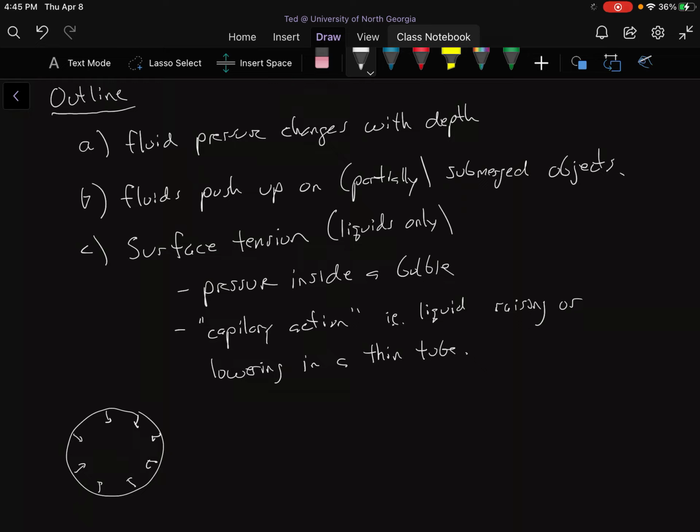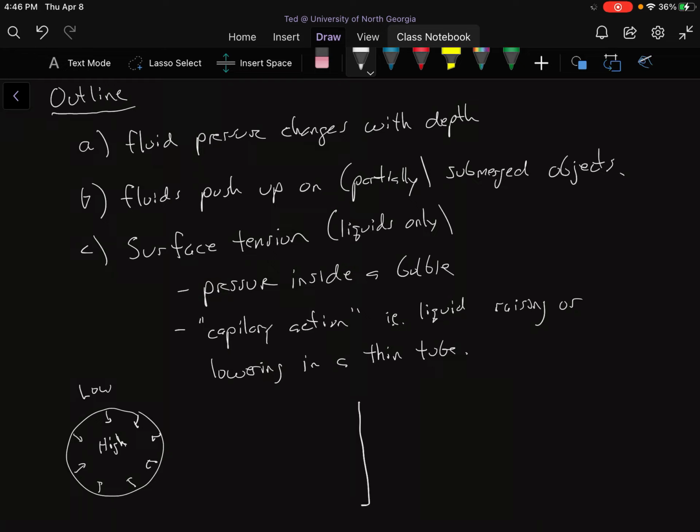And what that does is it makes the pressure inside higher than the pressure outside. So there's some extra pressure inside because that air inside is being squeezed by the water bubble. And so we get a higher pressure on the inside. And we can calculate how much higher.